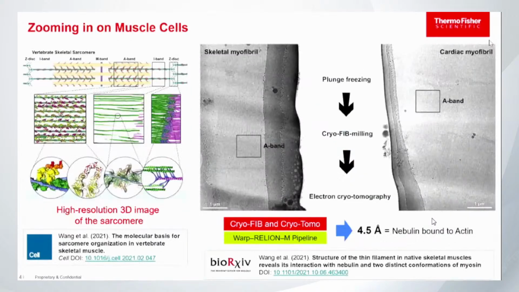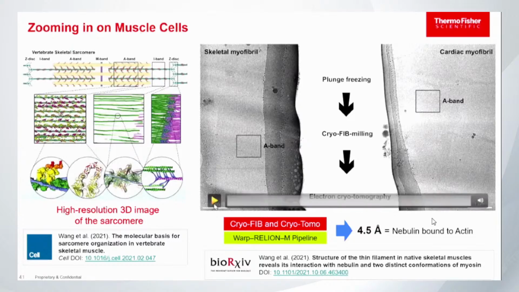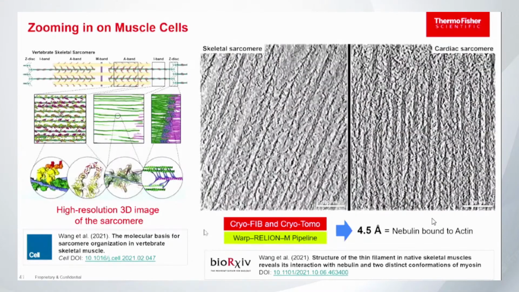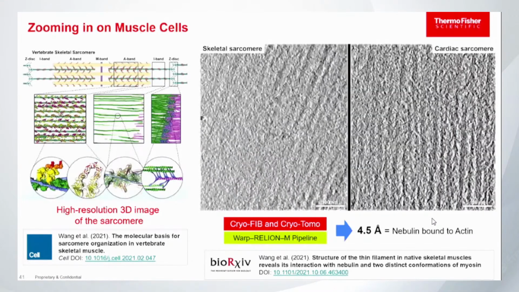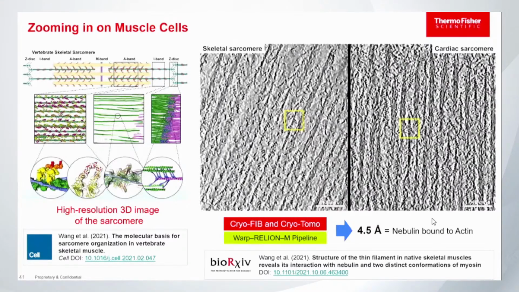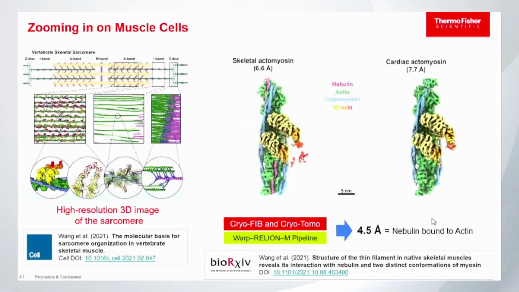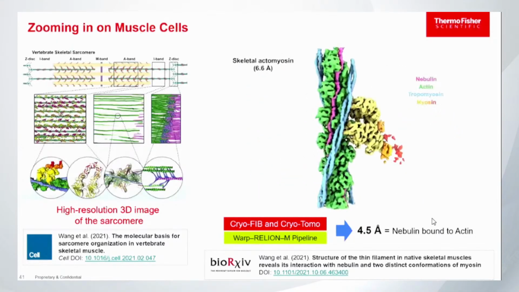I love this video. I don't know if some of you are working with sarcomeres. This is very exciting because we are able to literally zoom in on the muscle cells. You have the skeletal on the left side and the cardiac on the right side. Let me play this video for you guys. So we prepare the cryo-FIB milling of the cells. We collect the data on the lamellas in the transmission electron microscope, and we can zoom in on those filaments, and we can get 6.6 angstroms for the skeletal one and 7.7 for the cardiac one.